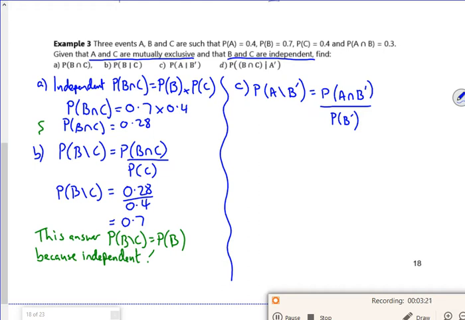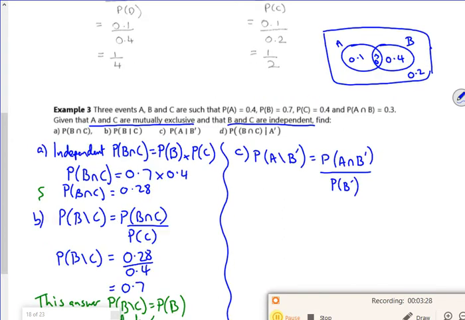A and not B. So let me pause it and we'll draw a little Venn diagram. Right, I've drawn us a little Venn diagram because A and B is 0.3, which is a bit in the middle. A is 0.4, so 0.1 is in the bit on the side on the left. And then B is 0.7, so I've got 0.4. But 0.8 in the A or B, and then 0.2.